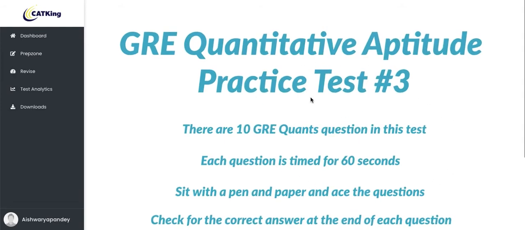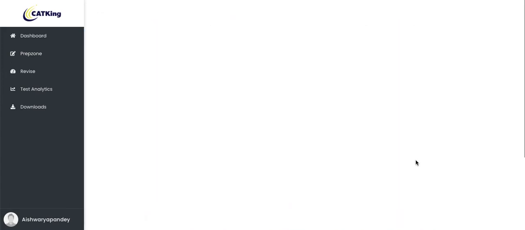Okay, so this is how the test looks like. If you can see, there are 10 GRE quants questions. Each question is timed for 60 seconds.